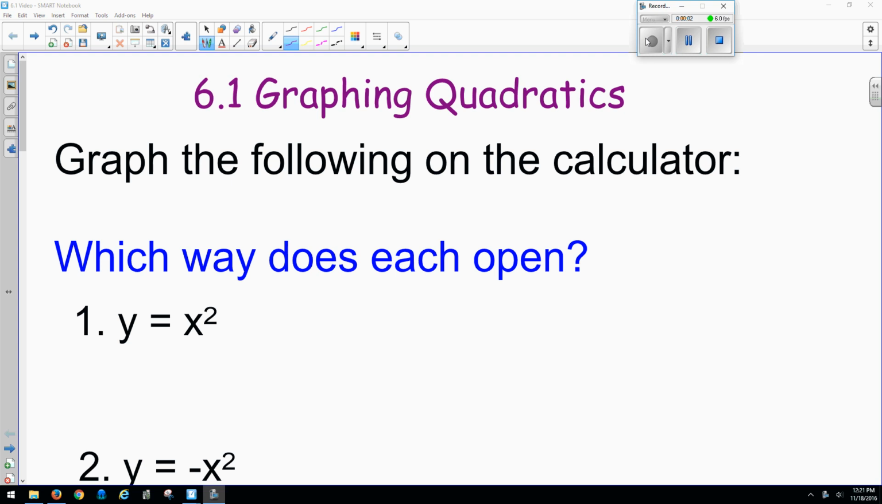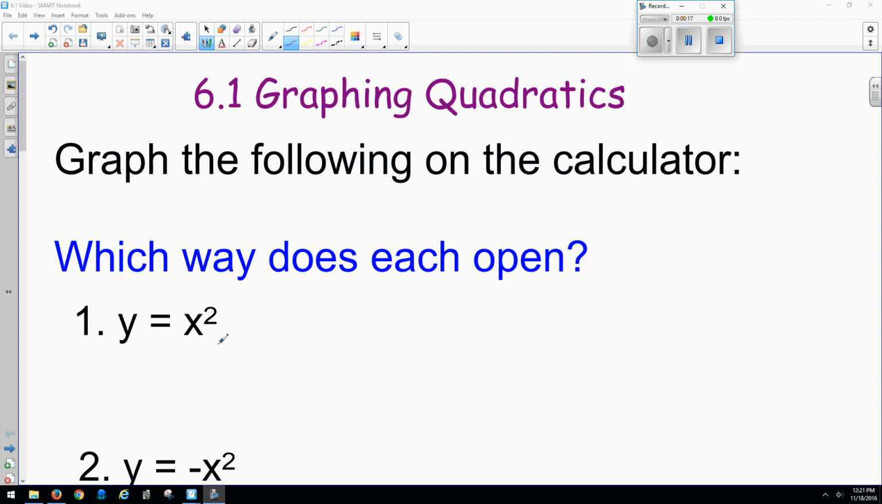Today we're going to be talking about graphing quadratics, and we started the discussion a little bit today, but we're going to continue it with this video and then we'll have a class discussion next class. And so here's what I want you to do. Go ahead and graph these functions separately in your calculator.